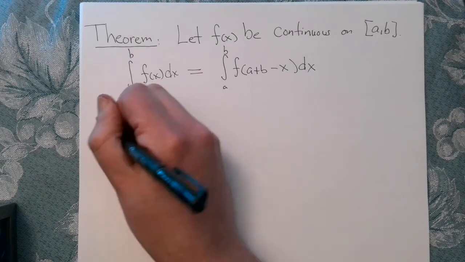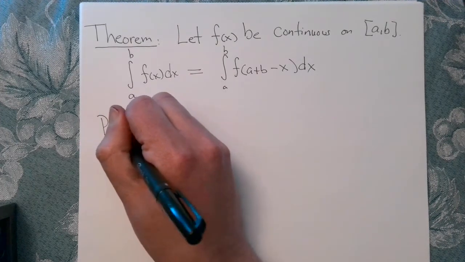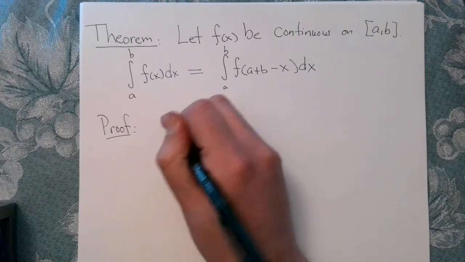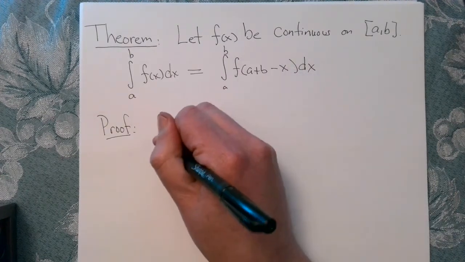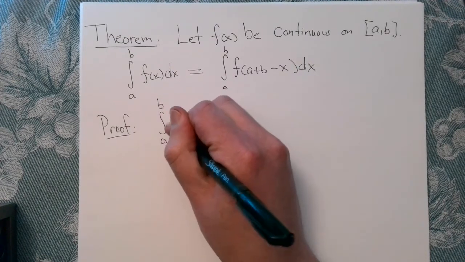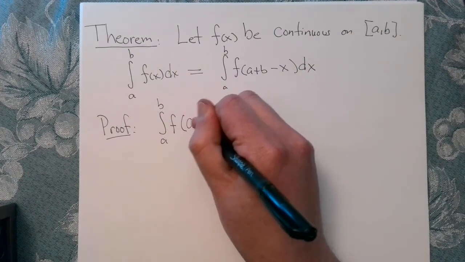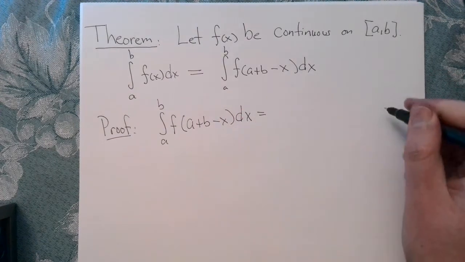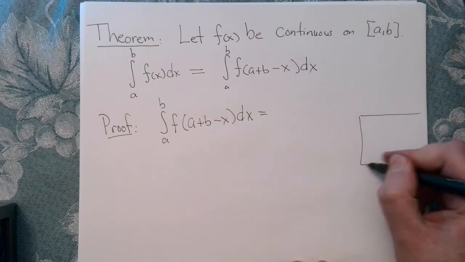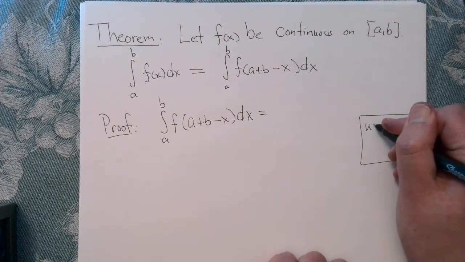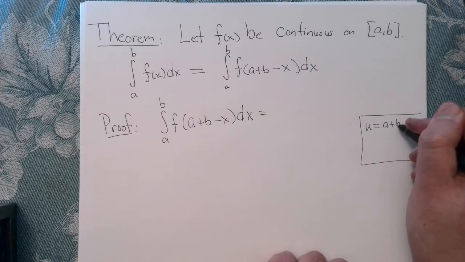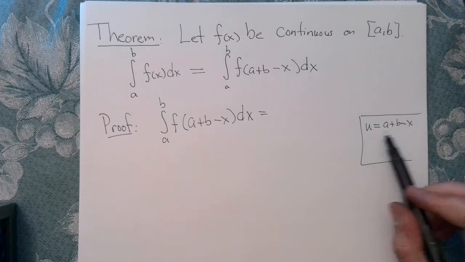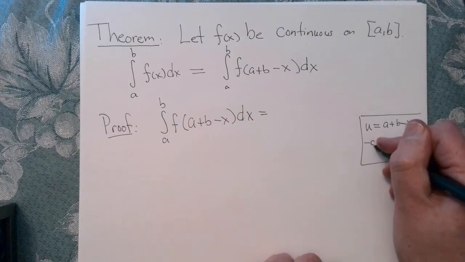Okay, so let's go ahead and prove this. We're going to show that the right side is equal to the left side. We're going to do this just by a little substitution. It actually won't be too bad. So the substitution I want to make is to let u equal a plus b minus x. And so the derivative would be negative 1 dx, but I'm going to move the negative sign over.